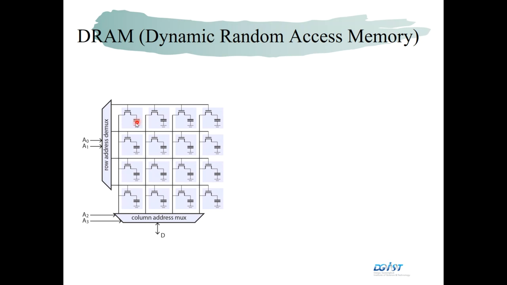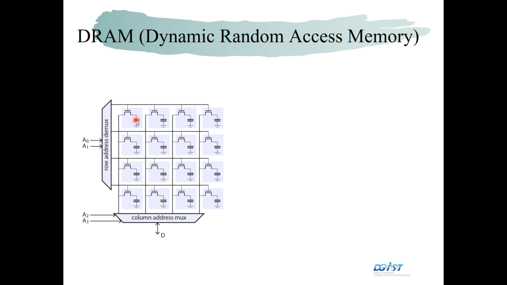In order to read this capacitor, you should close the gate, and if there's some charge, then the charged particles pass through this line. So you may read some current if there is some charge. And if there's no charge, there's no current. So you can distinguish whether there is some stored charge or not.